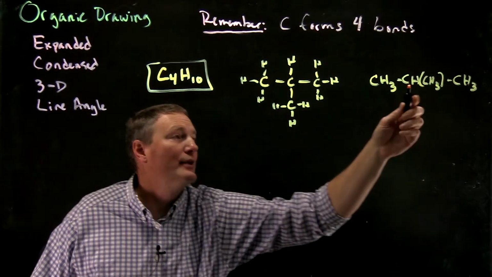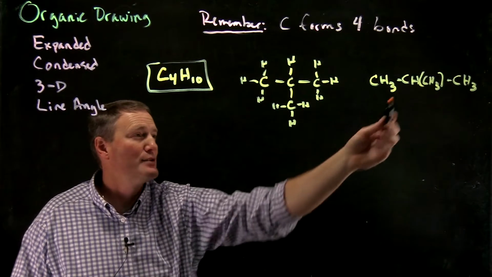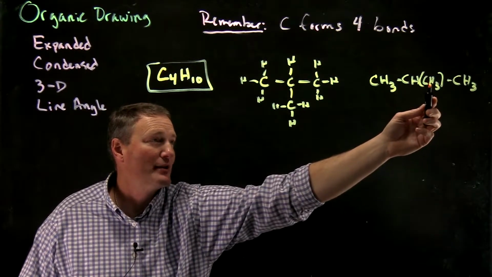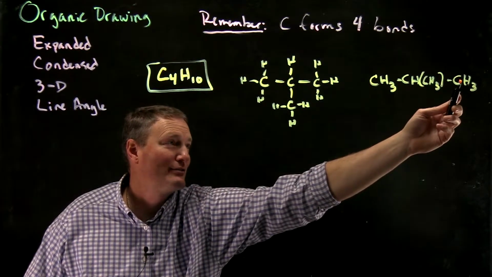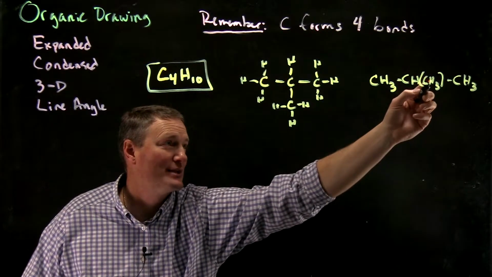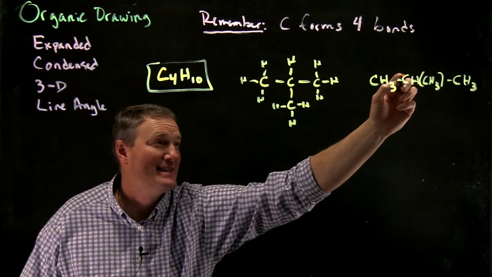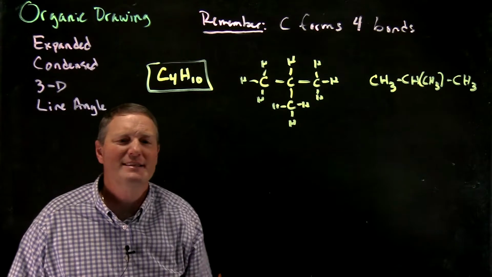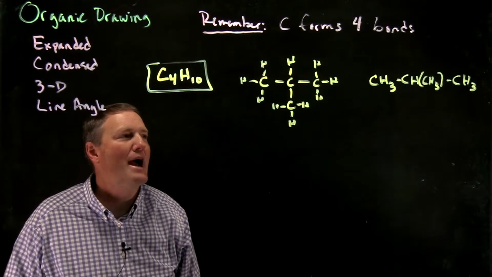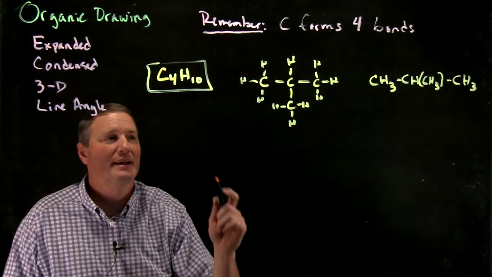Now if I wanted to draw this in the condensed formula, it would look like that. Notice this, again, is a little bit confusing. The CH3 here in the middle is not attached to this carbon over here or to the hydrogen. The CH3 is actually attached to this carbon right here. So that's a little confusing. It does take some practice, but that's what the condensed formula would look like.